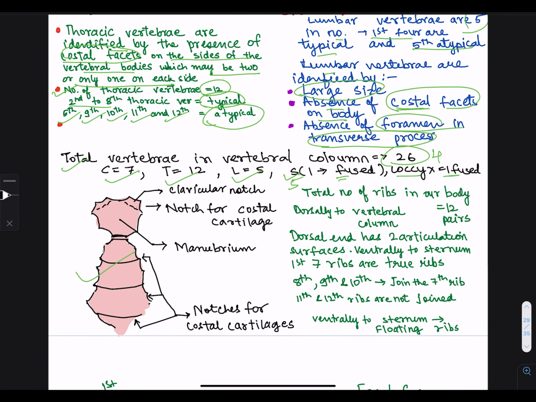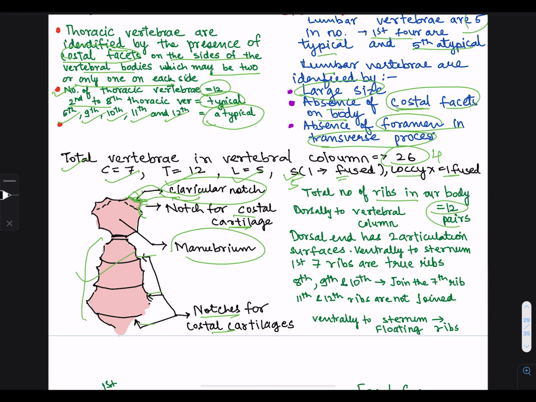This is the structure of sternum. This upper part is known as manubrium and the lower is the body of the sternum. This is the notch for costal cartilage. These are the notches for costal cartilage too, and this is the clavicular notch where the clavicle will attach like this. Now, how many are the total number of ribs in our body?